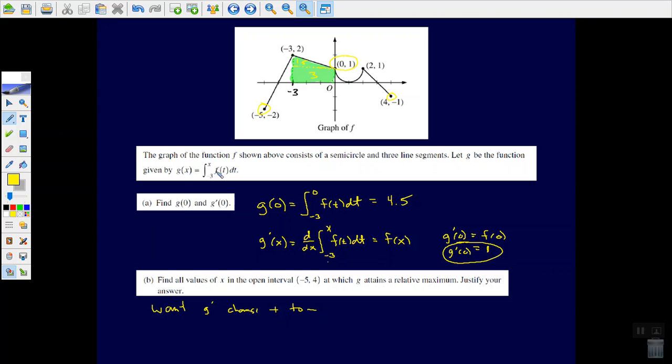Okay, well, again, g prime is what we need to study, but we have g defined as this integral. But something we did in A reminds us how g prime is done. G prime is simply f, and f is the graph that we're given up there. So what we really want to do is say, when does f change signs from positive to negative? And that's an easy thing to spot. This is the graph of f.